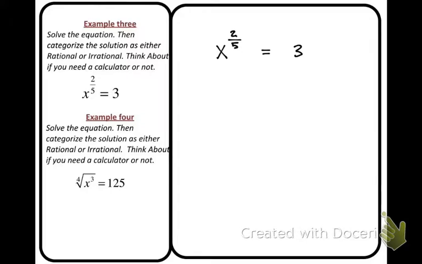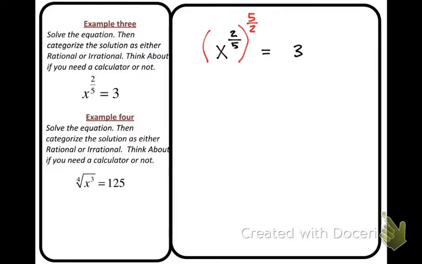Okay, so now solving this. The easiest way to solve this is if we make the exponent here 1, right? So that would give us x by itself. X to the 1 power is just x. Now to do that, we have to raise the left side by the reciprocal of the exponent. So if we have 2/5, we're going to raise it to the 5/2.